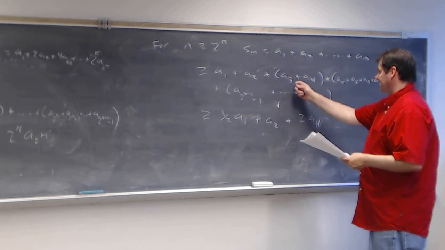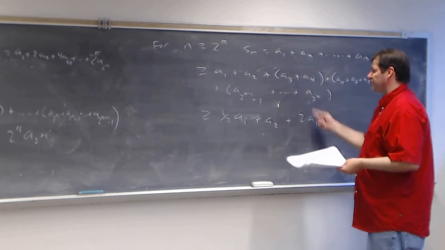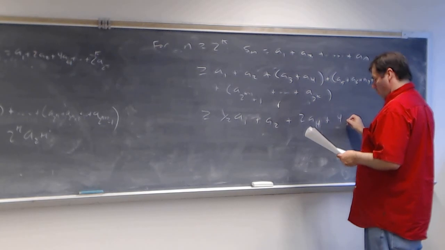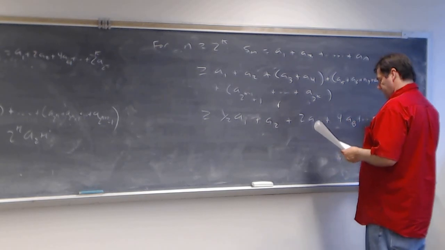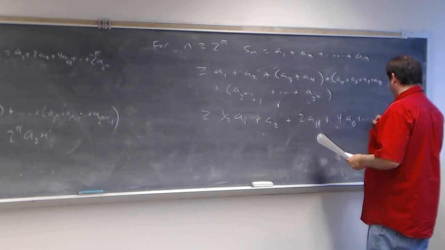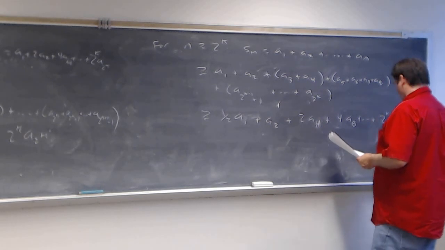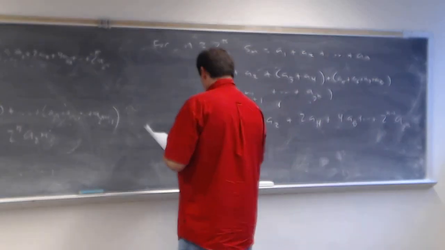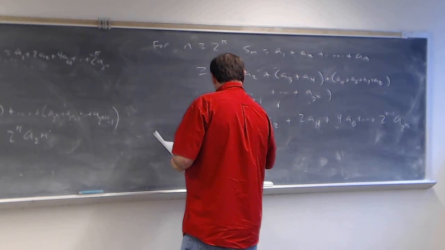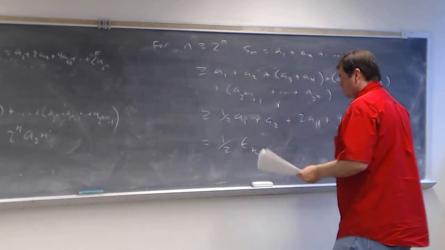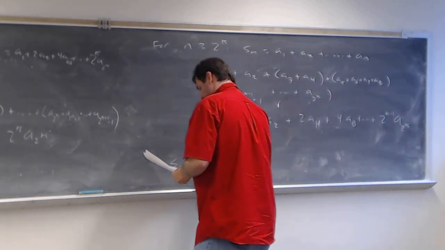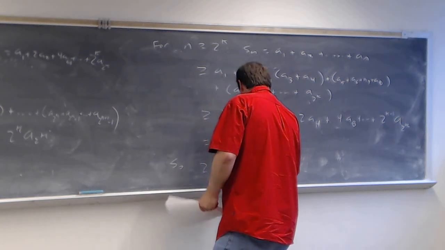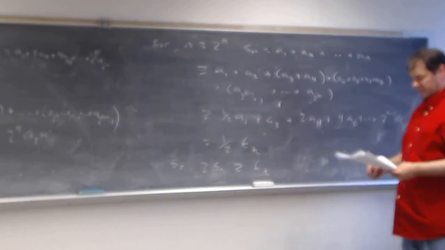So really, just in this line here, I'm replacing a sub 3 by a sub 4, and a sub 4 is smaller, so this line's bigger. Plus, here I've got 4 a sub 8 plus, and we get down to the last one, and that is plus 2 to the k minus 1 times a sub 2 to the k. That's what we get. Okay, this is equal to 1/2 t sub k. So, in this case, we get 2 times s sub n is going to be greater than or equal to t sub k. So we've got these two results.